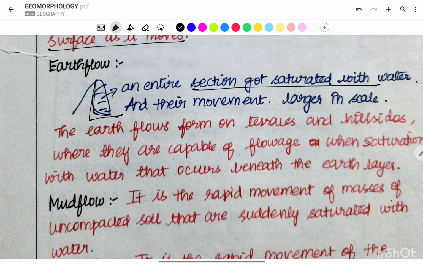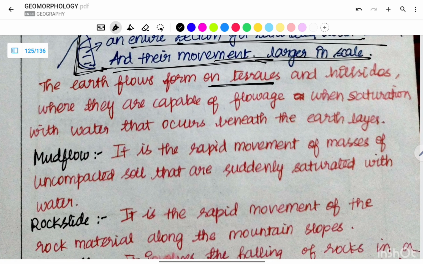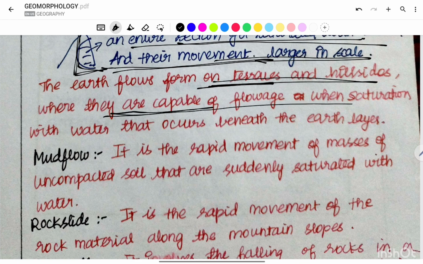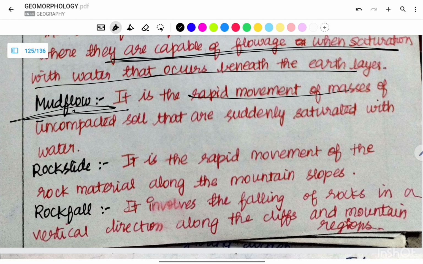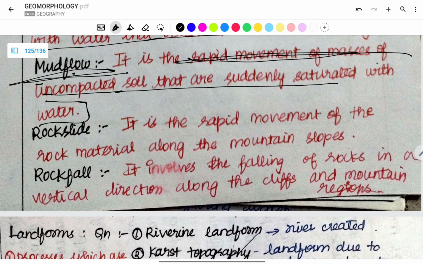Creep is when it moves slowly, solifluction is when it gets in contact with water, a landslide is dry, and an earth flow is when the entire section is in contact with water and saturated, with a larger movement. Earth flows form on terraces and hillsides capable of flowage, when saturation with water occurs beneath the earth layer. Then we have mud flow, a rapid movement of masses of compacted soil that are suddenly saturated with water.